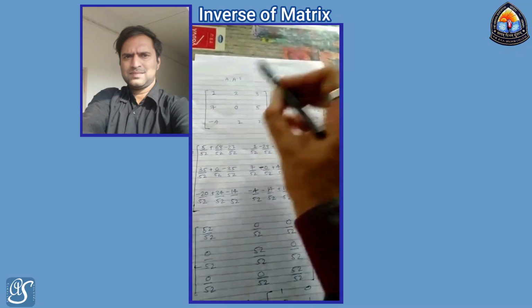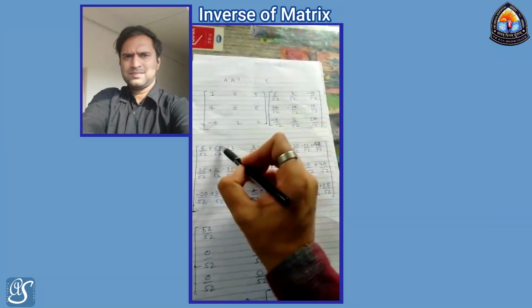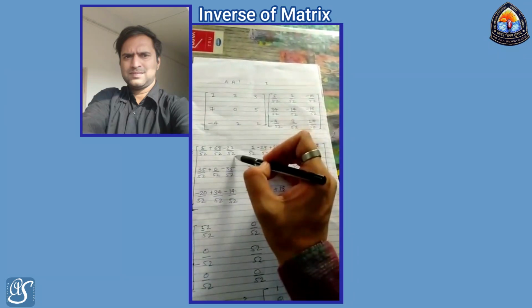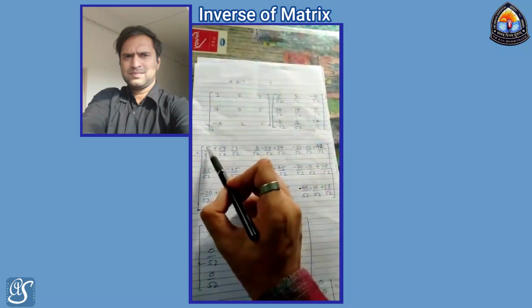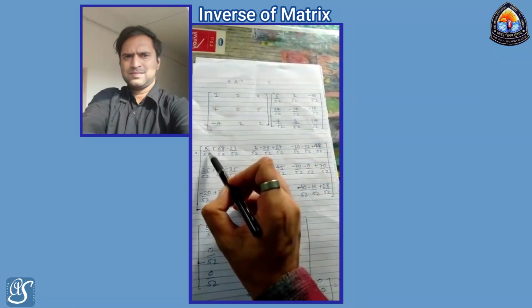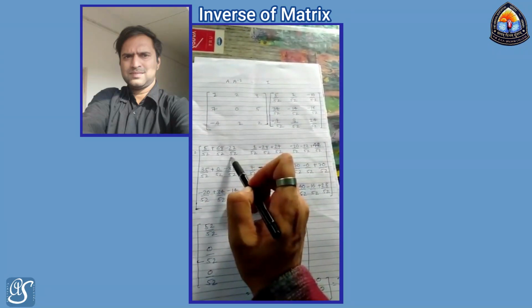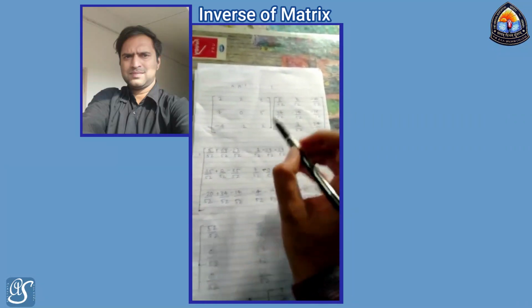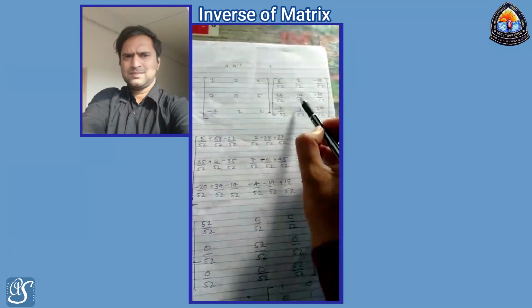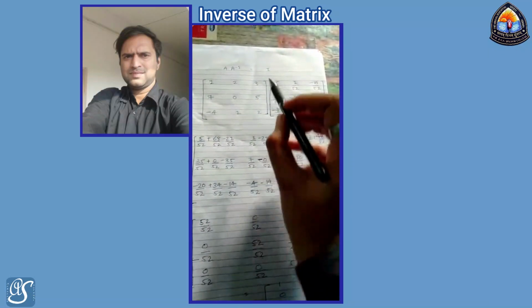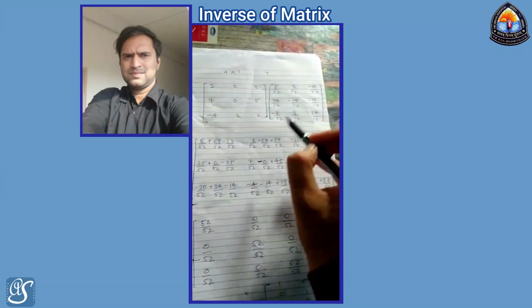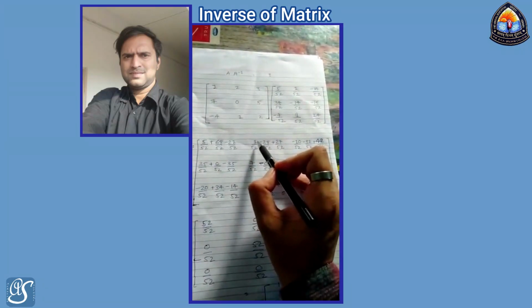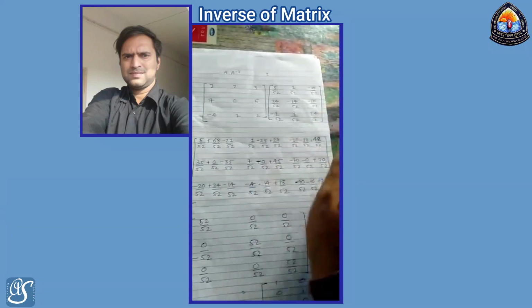So 5 upon 52 plus 2 into 34 upon 52, so plus 68 upon 52, plus 3 into minus 7 upon 52, so minus 21 upon 52. So first row first column is 5 upon 52 plus 68 upon 52 minus 21 upon 52. Now first row second column. So 1 into 1 upon 52, so 1 upon 52. 2 into minus 14 upon 52, so minus 28 upon 52, plus 3 into 9 upon 52, so 27 upon 52. So first row second column is 1 upon 52 minus 28 upon 52 plus 27 upon 52.